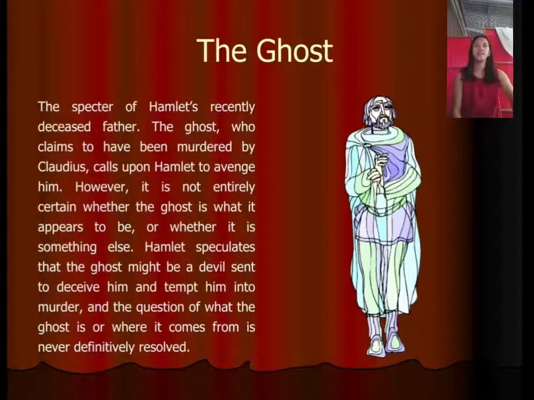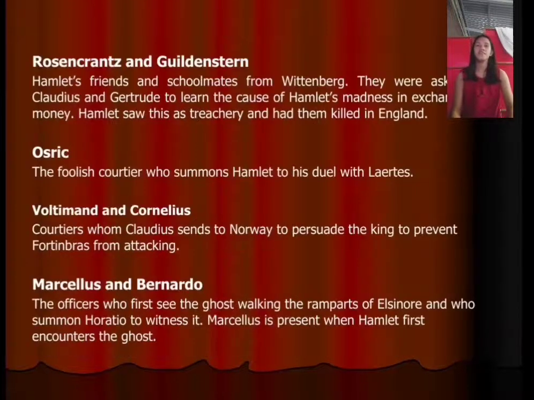So yeah. Up next are Rosencrantz and Guildenstern. So these two are actually one character in two persons, right? Rosencrantz and Guildenstern are Hamlet's friends and schoolmates from Wittenberg. They are asked by Claudius and Gertrude to learn the cause of Hamlet's madness in exchange for money. And Hamlet saw this as treachery, so he had them killed in England.